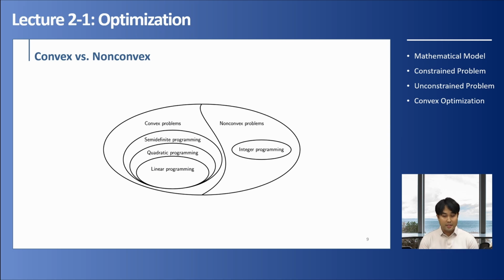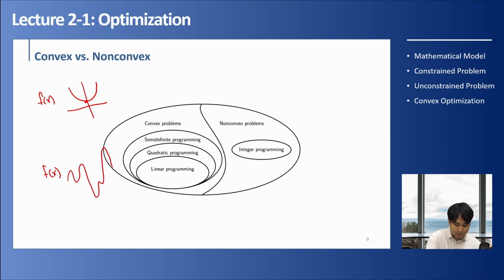Next, we have convex versus non-convex problems. Now, I'll be talking about this in detail later on, and I'm emphasizing that this is not the formal definition of a convex problem. To put this very simply, we can determine whether the optimization problem is convex or not by looking at the shape of the objective function. So for instance, if f of x looks like this, then we can call it convex. Whereas if f of x has some arbitrary shape, in this case, we call this a non-convex optimization problem.